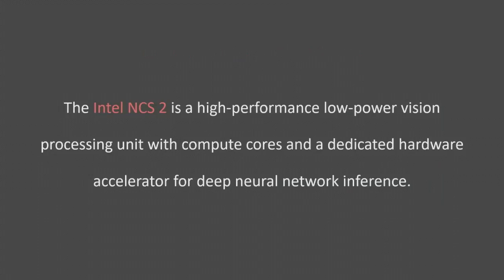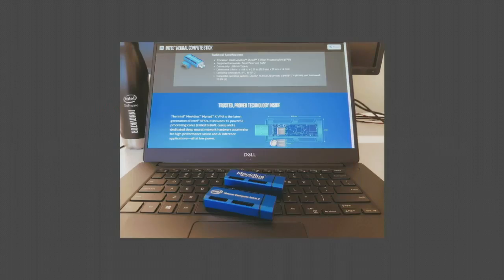So yeah, this is the NCS. It's a high performance, low power vision computing unit, and this is one way you can use it. It comes as a stick. You plug it in your USB and that's it. But you can also get it as a board to put in your Raspberry Pi or whatever other board you're using to deploy at the edge. All right, so just Google Intel Neural Compute Stick if you want to learn more about it. Also, you can ask me about it after the presentation.